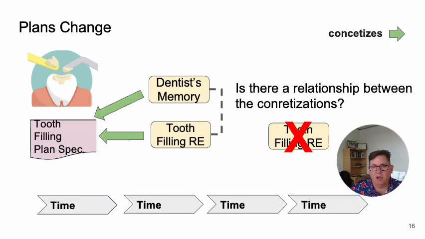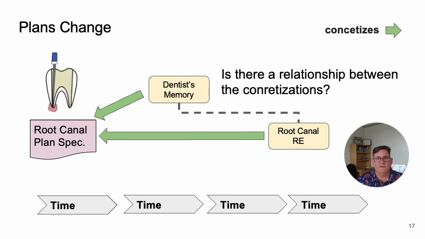Presumably, there is some concretization of the specification for how to place a filling already present in the dentist's memory. The dentist then decides to place a filling. But is there a relation between the pre-existing concretization in the dentist's memory and the tooth restoration plan? Later, when the dentist decides not to place a filling, the intention to do this, that is, the realizable concretization, ceases to exist. When the dentist decides to instead perform the root canal, presumably the information about how to do this is already present in the dentist's memory.